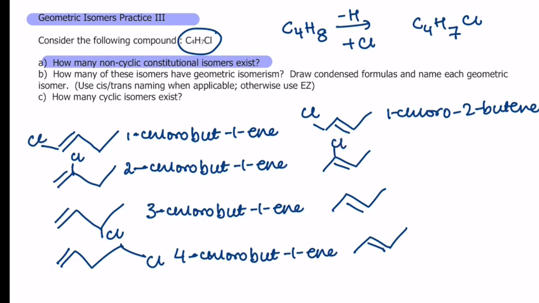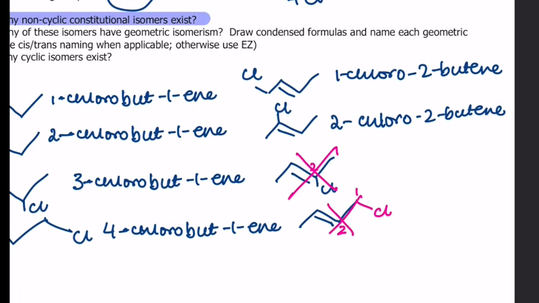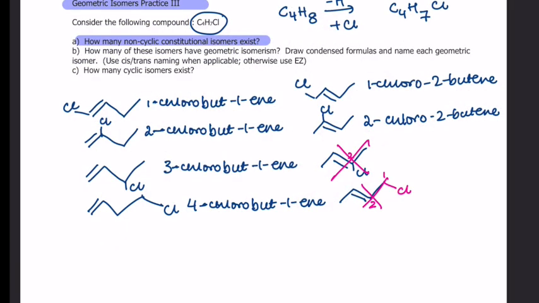So far, so good. 2-chloro-2-butene. Fine. Can I make a 3-chloro-2-butene? Oh, wait a second. If I do this, I should number from this side, which is again 2-chloro-2-butene. So no, that does not work. Can I make a 4-chloro-2-butene? Well, again, I should be numbering from this side, which would again make it 1-chloro-2-butene. So that does not work. I need to try something else. Well, I have exhausted all possibilities for a core carbon chain.